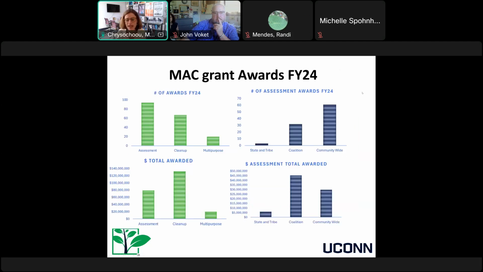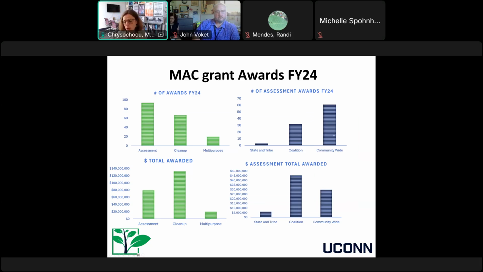what kind of awards were given in the previous fiscal year, you see here that across the entire country, there were approximately 90 assessment grants, 70 cleanup, and 20 multi-purpose grants, but the majority of the funding goes towards cleanup grants that have much higher dollar amounts. So in terms of your chances to get an assessment grant, they are fairly high.